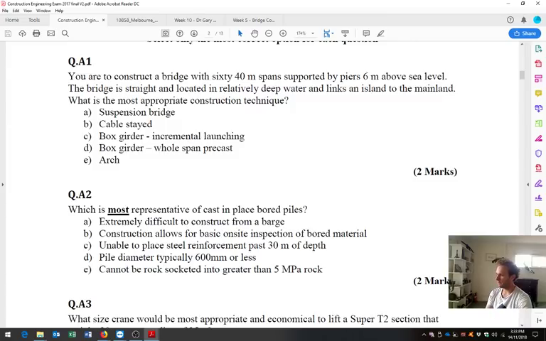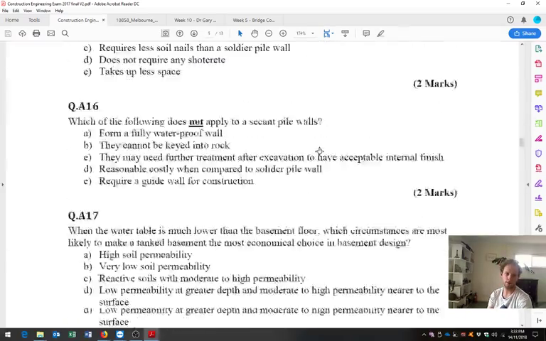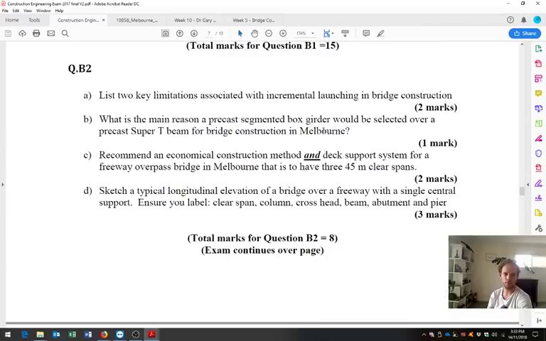In 2016, A5 is still box used because of longer span requirement. From memory, yes, I think that's exactly the answer. Yes. What is the construction method in 2017 B2B? Balanced cantilever or incremental launch? Let's check it out. Oh, hang on, sorry, I'm on the wrong one. No. B2C, sorry. Recommend an economical construction method and deck support system for a freeway overpass in Melbourne.